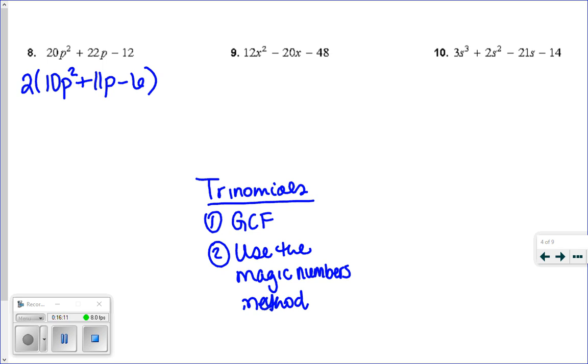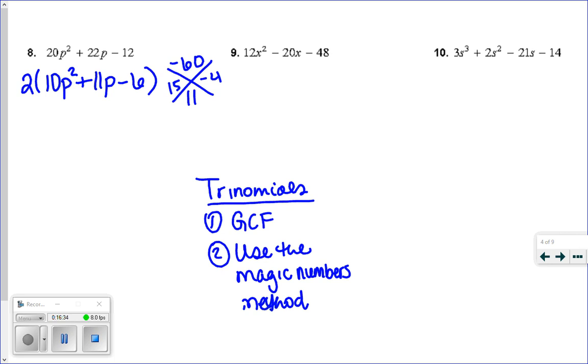So I'm going to do 10 times negative 6 is negative 60. And I'm going to look for 2 factors of negative 60 that combine to 11. It's a negative, so there have to be a difference. And so I'm trying to think of 2 numbers that have a difference of 11. And I'm thinking it's going to be 15 and negative 4. I know those multiply to negative 60. And I know they combine to 11.